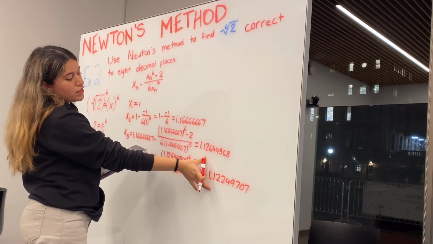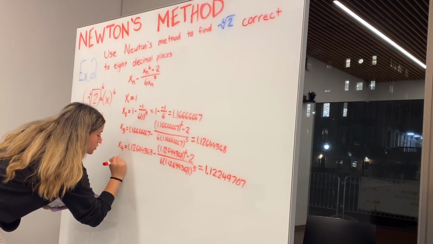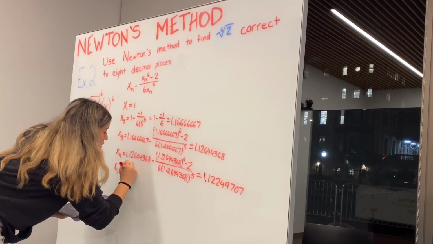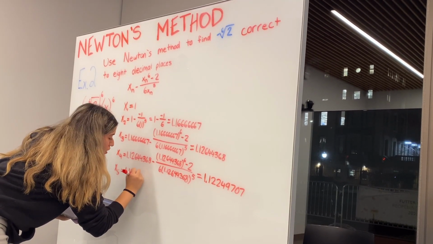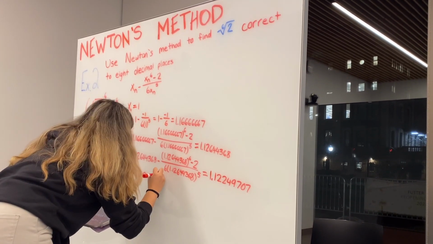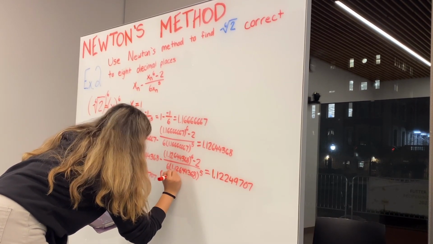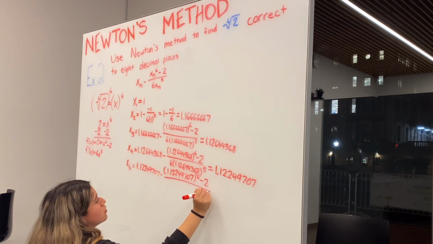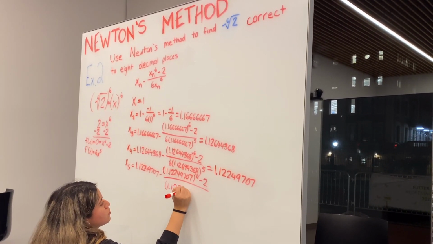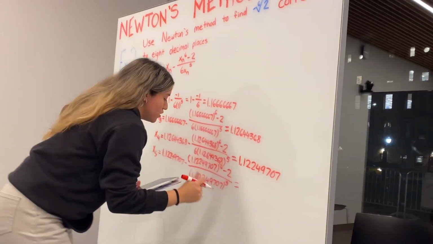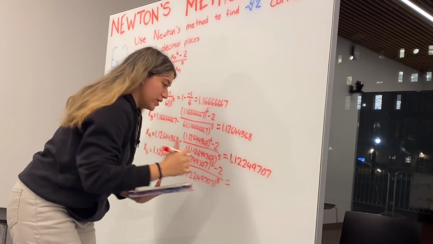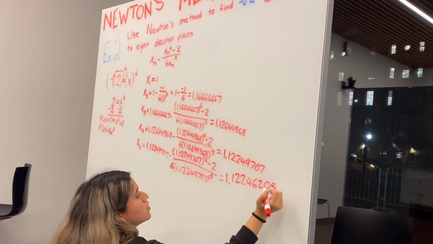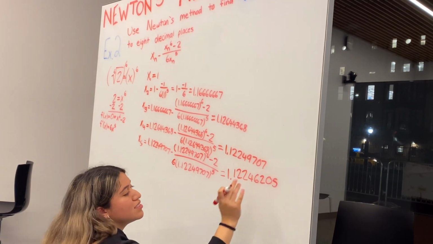So because our two numbers still aren't similar, we're going to have to keep going. So x subscript 5, and then this is going to be the big number that we got over there once again. So it would be 1.122499707 minus, going to go into a fraction, set that to the 6th power, subtract that by 2. And then in the denominator, oh, my bad, I forgot the little 6 here. But yeah, so when you do this math, you're going to get an answer of 1.12246205.